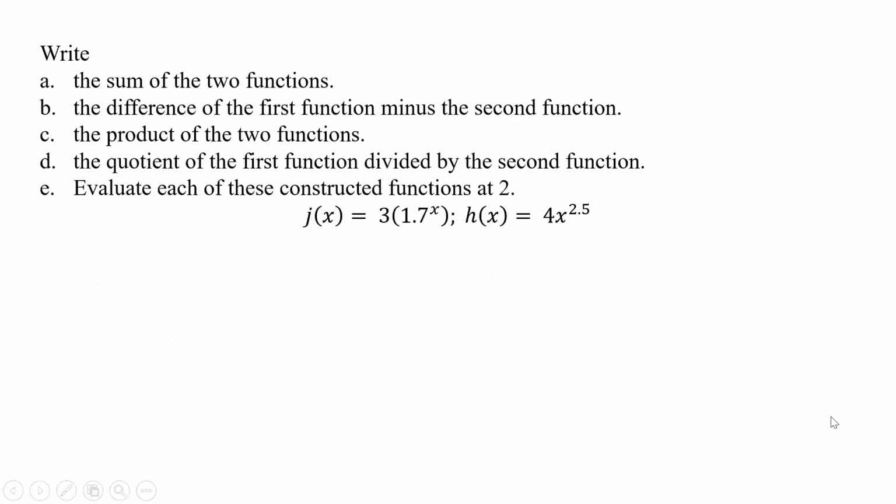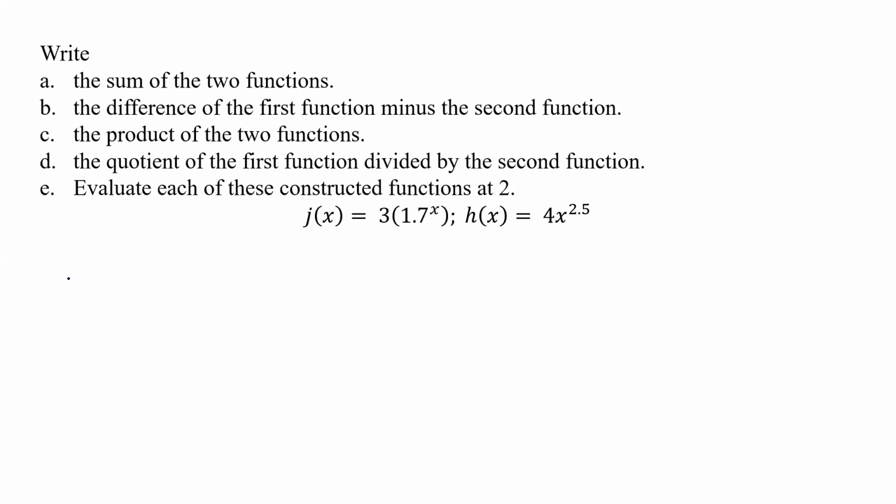All right, so here we're supposed to write the sum of two functions, then the difference of the first function minus the second function, the product of the two functions, the quotient of the first function divided by the second function, and then evaluate each of these constructed functions at 2. So what we have to do here is think about what all this really means.